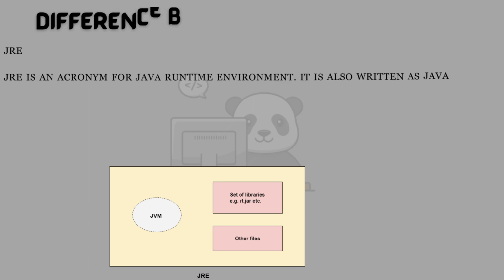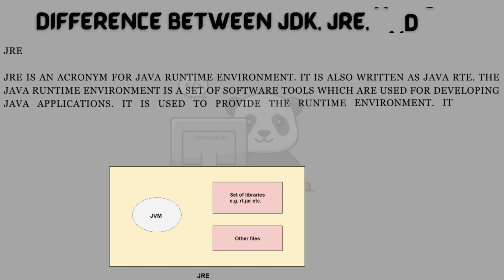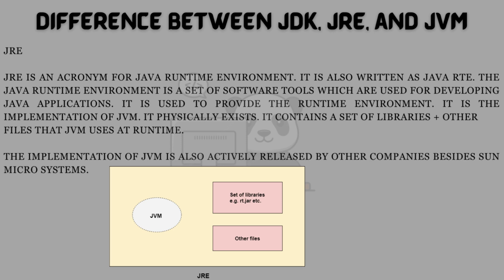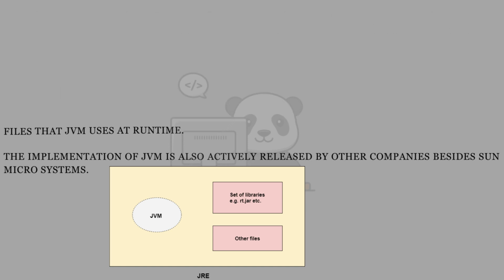JRE. JRE is an acronym for Java Runtime Environment. It is also written as Java RTE. The Java Runtime Environment is a set of software tools which are used for developing Java applications. It is used to provide the runtime environment. It is the implementation of JVM. It physically exists. It contains a set of libraries plus other files that JVM uses at runtime. The implementation of JVM is also actively released by other companies besides Sun Microsystems.